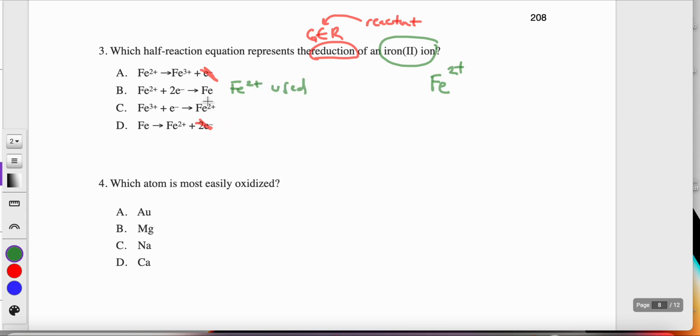And in C, Fe2 is a product, so that means Fe2 is being made. And the way that this reads, which half reaction represents the reduction of iron 2? So that means it's being used, it's participating. So B is the better answer.